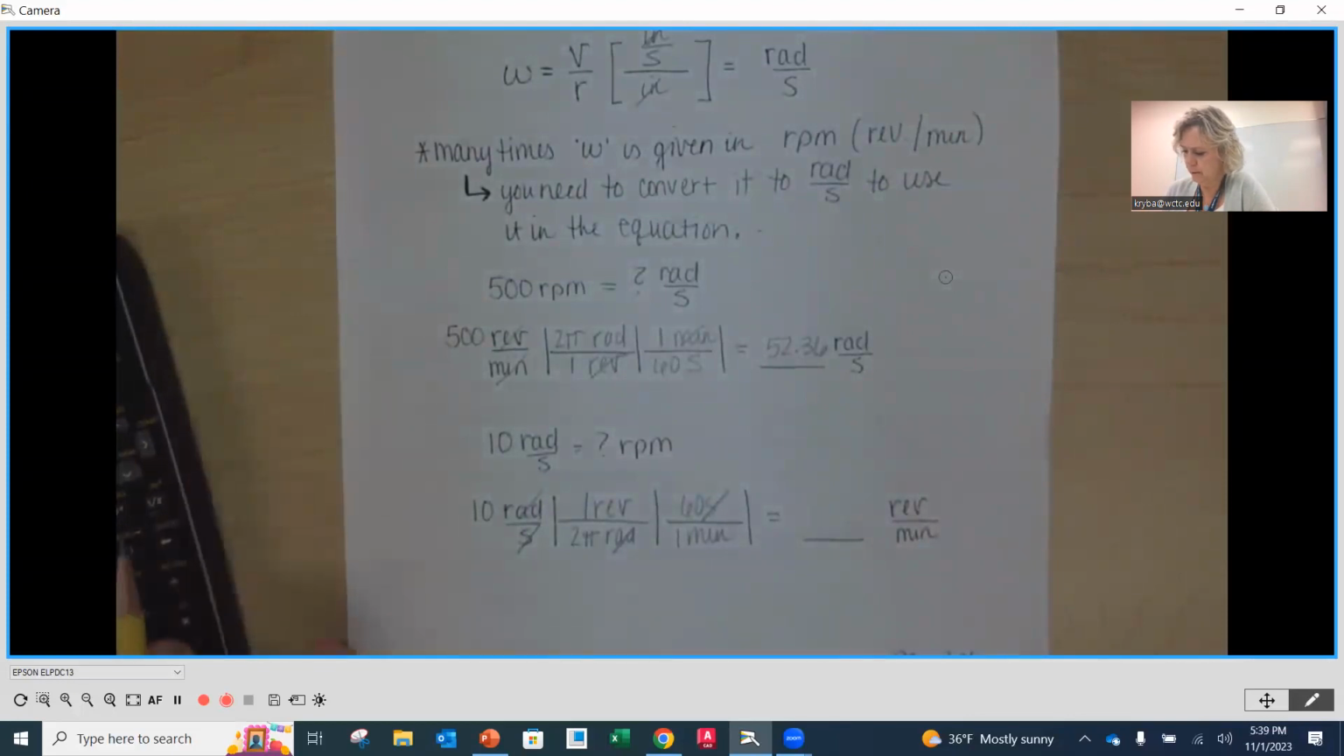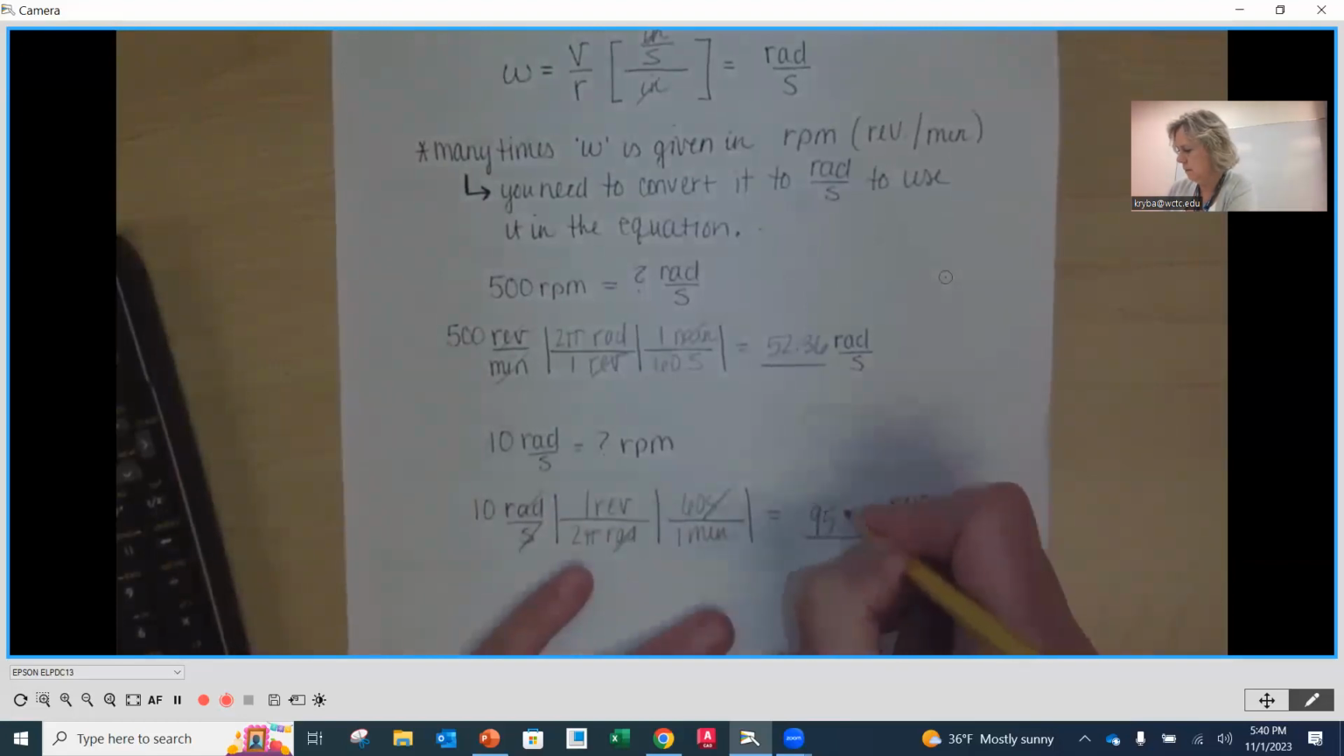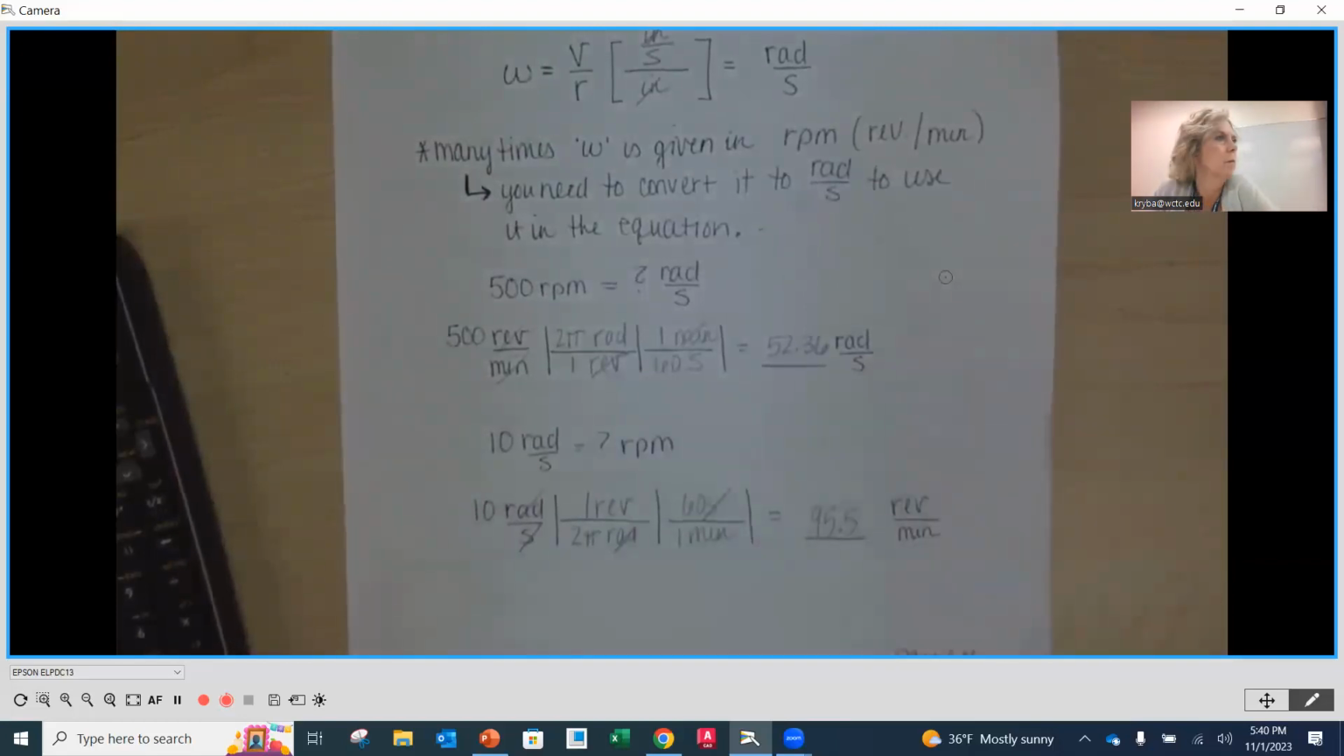What did you guys get? I got the same answer 3 times now. Did anybody else get 95.5? I did. You did? Okay. Yep. So remember, you're multiplying across the top and dividing by the bottom. So 10 times 60 divided by 2 divided by pi. I think originally, since you do it on the calculator, I did 10 divided by 2 times pi.